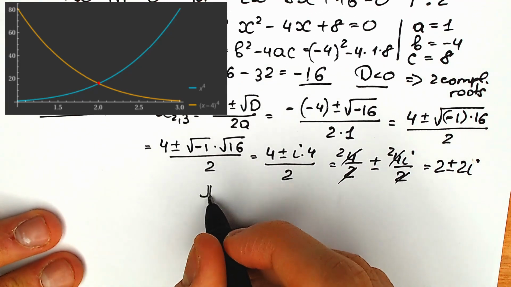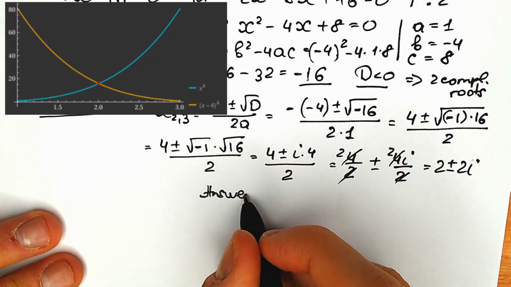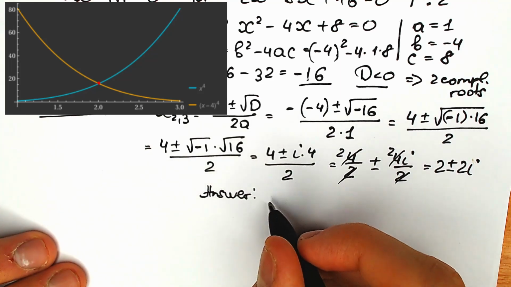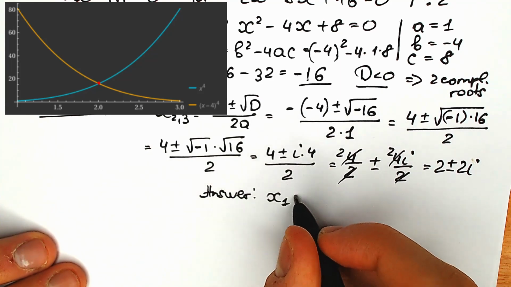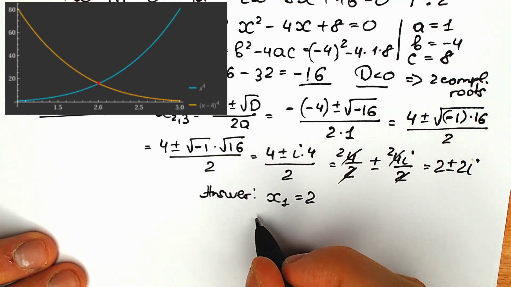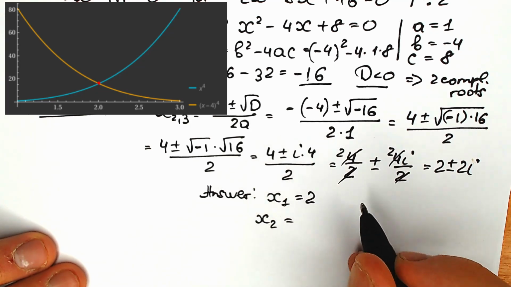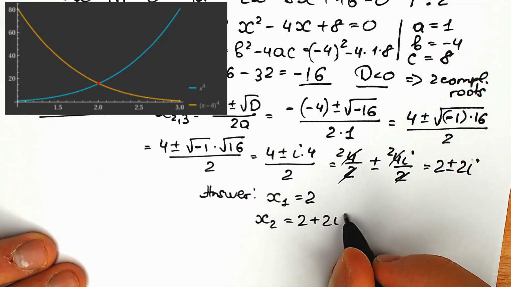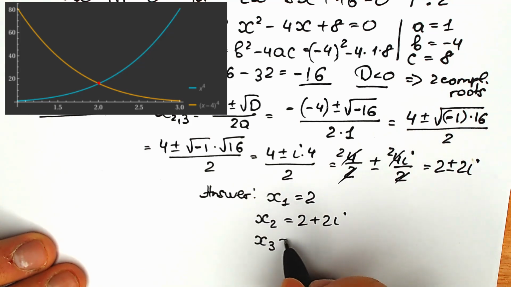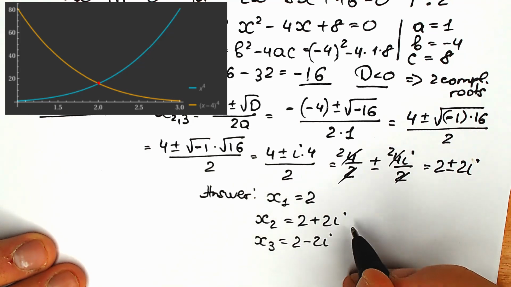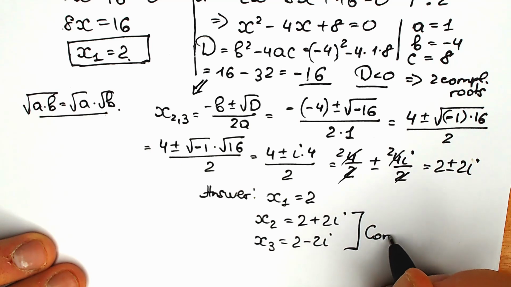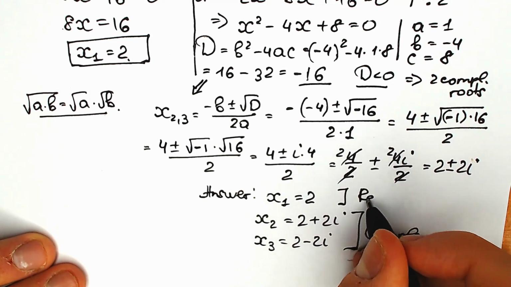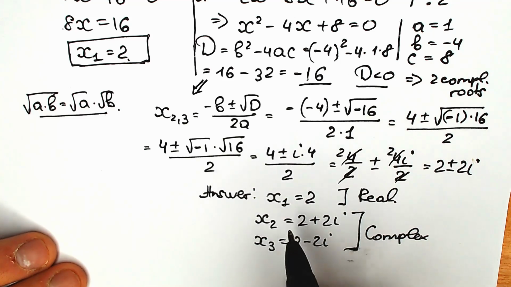You can see this point of intersection, so we can see this answer from a geometric perspective. You can easily do this. So x first equal to 2, you can see this point of intersection in terms of real numbers. X second, let's look with the positive sign, is 2 plus 2i, and of course x third equal to 2 minus 2i. So these roots are complex roots. This one root is a real root. So this is a root in terms of real numbers.